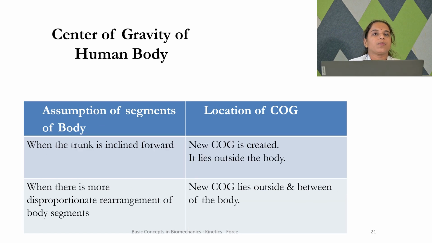When the trunk is inclined forward, like trunk flexion, a new center of gravity is created and it lies outside the body. And fourthly, when there is a more disproportionate arrangement of body segments, like standing on one foot, that is single leg standing, the new center of gravity lies outside and between the body.